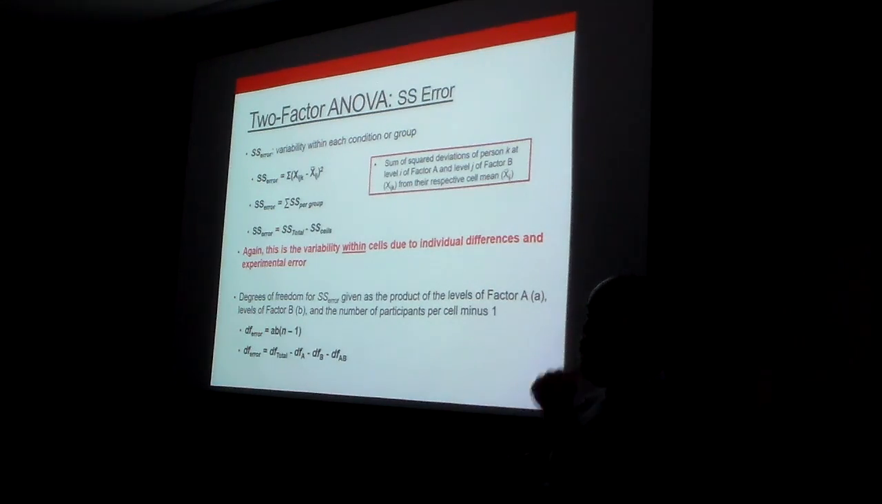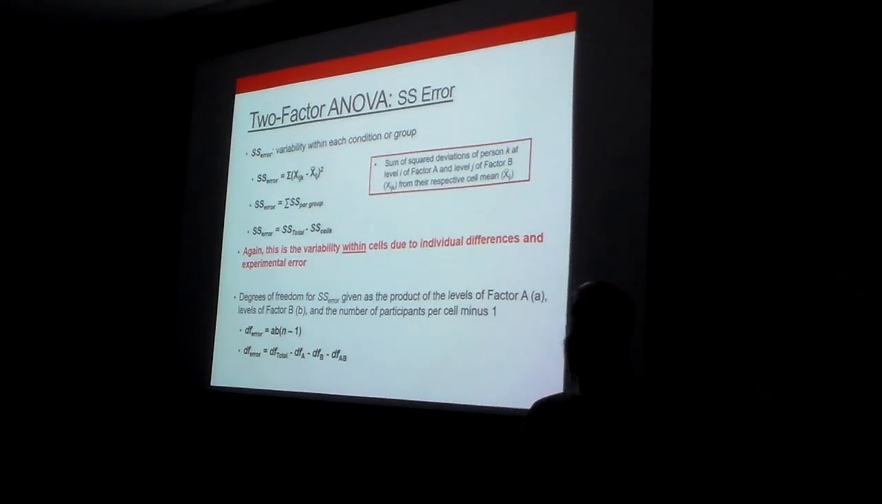All right. Now we're going to jump into sum of squares error. This is conceptually the exact same thing as we talked about before with our one-way models. Sum of squares error is the variability within each condition or group, so within each cell. We can think about it as the sum of the squared deviations of person k at level i of factor A and level j of factor B from their respective cell mean.